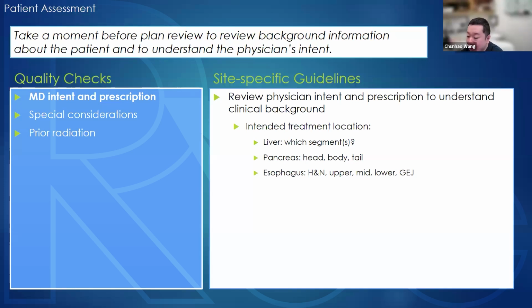So for liver, what we care about is the segment, right? From anatomy, we learned that liver has 8 segments. So depending on the disease, we may have to emphasize a different respiratory motion management strategy and the planning strategy. For pancreas, we want to understand the head, body, and tail. And for esophagus, we need to understand the superior and inferior range of the treatment.